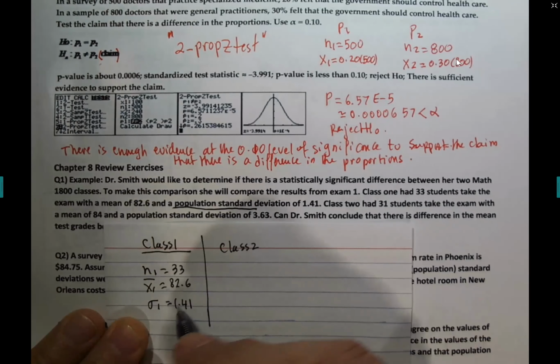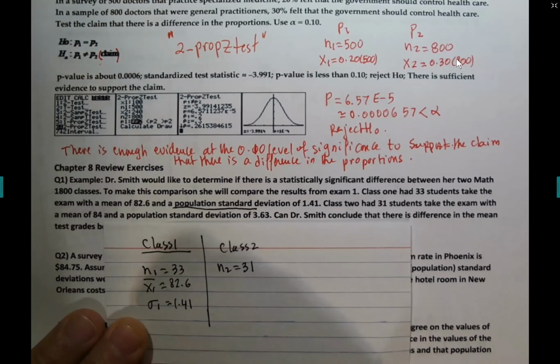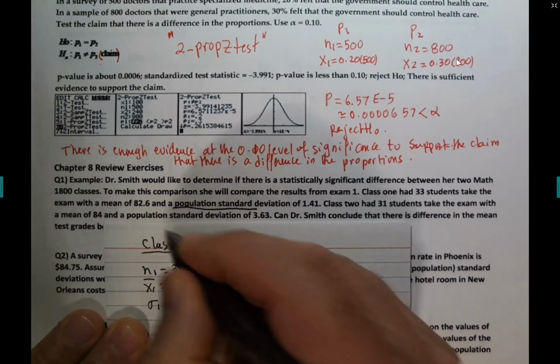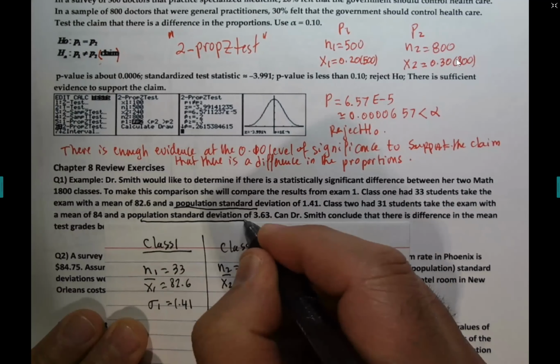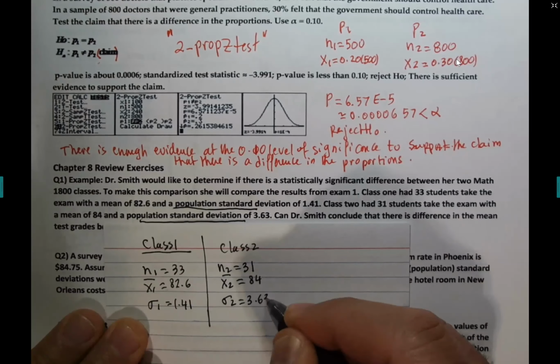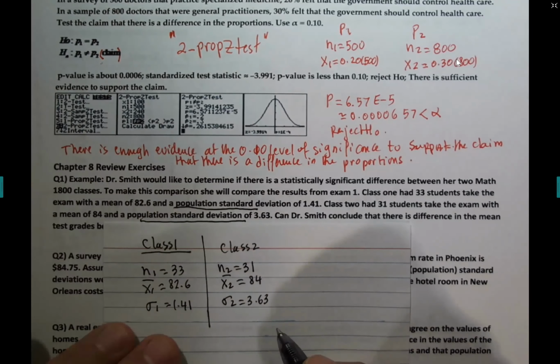Class 2 had 31 students with a mean of 84. So X2 bar is 84. And a population standard deviation, guys, it says 3.63. Can Dr. Smith conclude that there is a difference in the mean test grades?